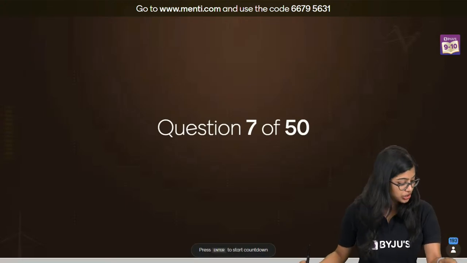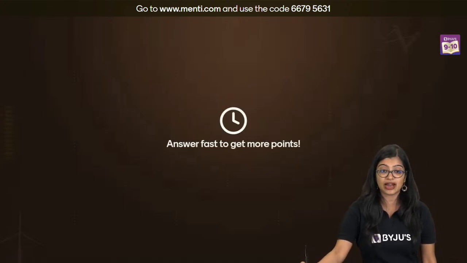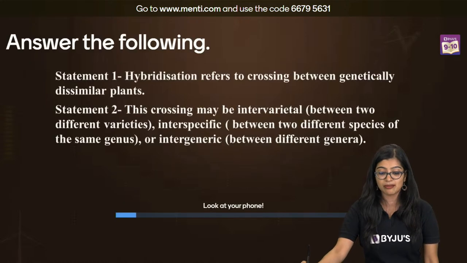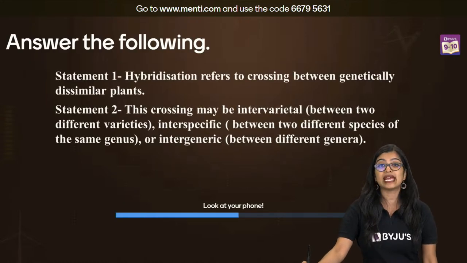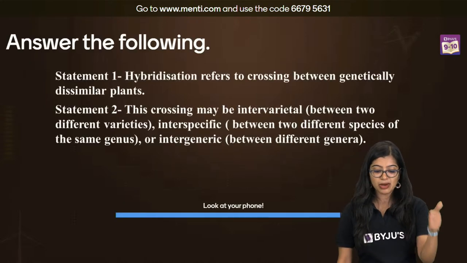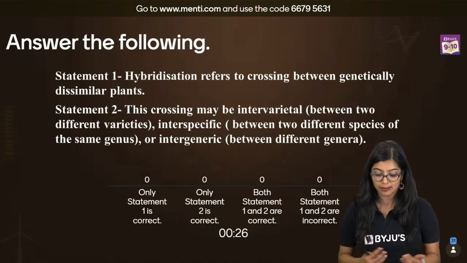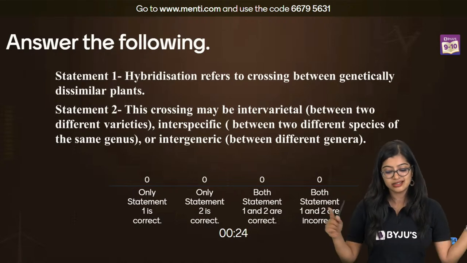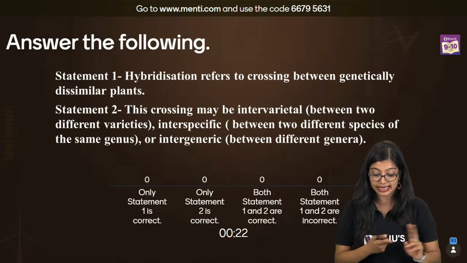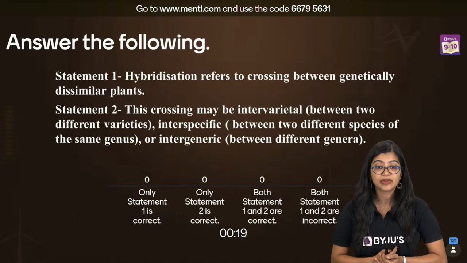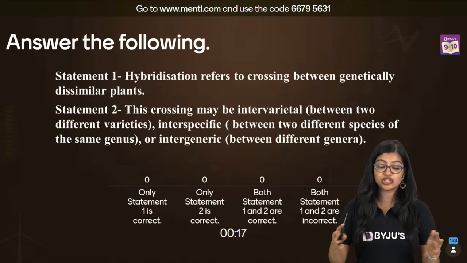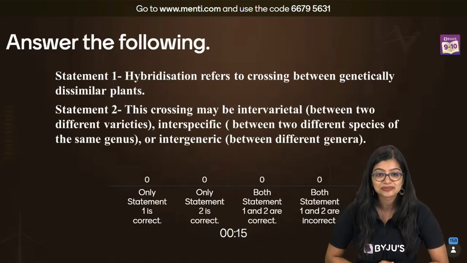Now moving on to question number 7 on your screens very quickly, all right? So you have two statements which are given to you. Statement 1 says that hybridization refers to the crossing between genetically dissimilar plants. Statement 2 says that this crossing can be intervarietal, interspecific or intergeneric. Identify which amongst the statements are correct.